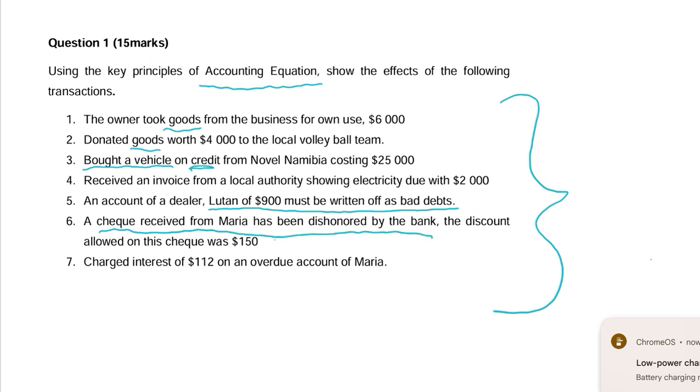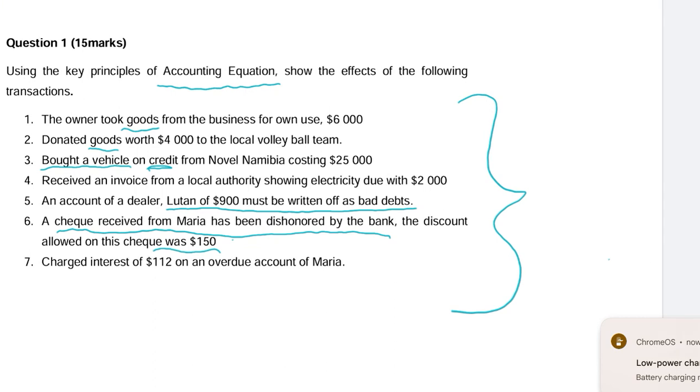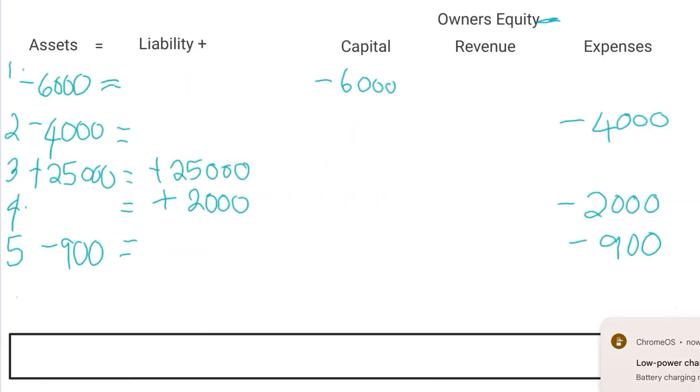The discount allowed on this check was 150. So let's just say, for the sake of this question, we received 150 but the bank returned it. Okay, so we received it and they returned it. So we received money in our bank. Bank is a what? It's an asset. However, it went back, so it's going to negatively affect our asset account because it went back.